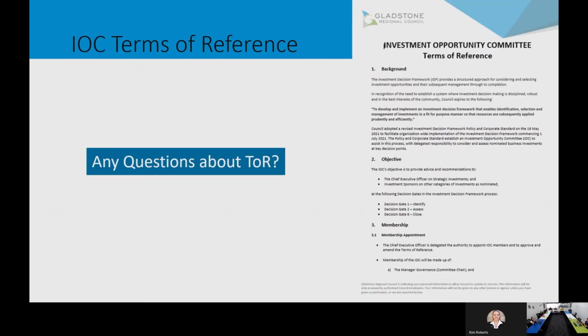So the IOC terms of reference, as I said, has now been formally signed off by the CEO. You guys have all looked at it and provided input. I wasn't going to go through it unless there was any specific detail of concern or something you wanted to discuss. So what's our term now? 2 years. 2 years, yeah. 2 years from now.